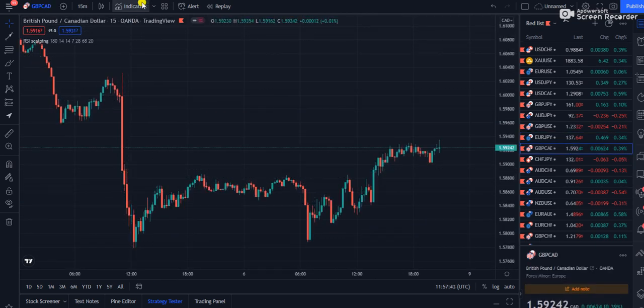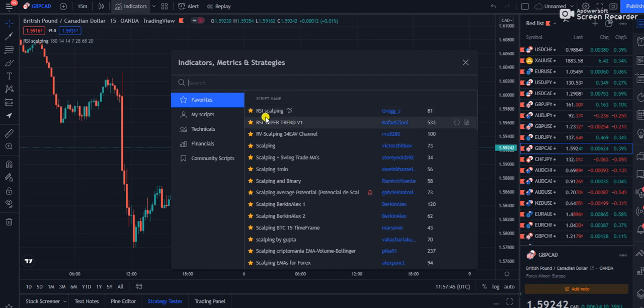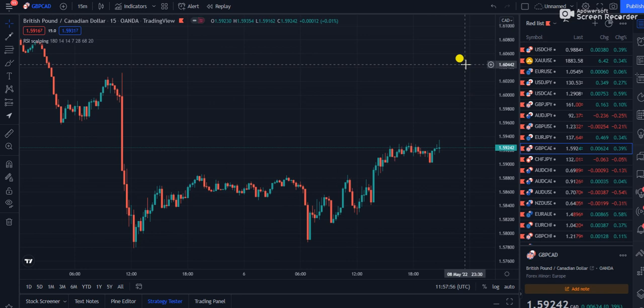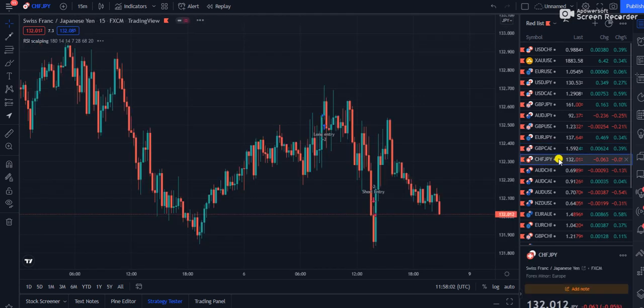That's very good. So let me tell you that the indicator name is RSI Scalping, and it has this sign, and it is by Greege_S. It is quite new because it has just 81 downloads. So FX Mentor is the one providing you with fresh indicators that are in few hands, and they are also very good quality products.